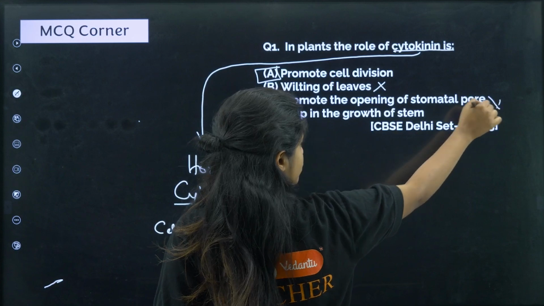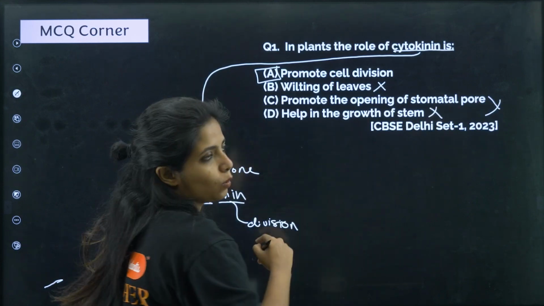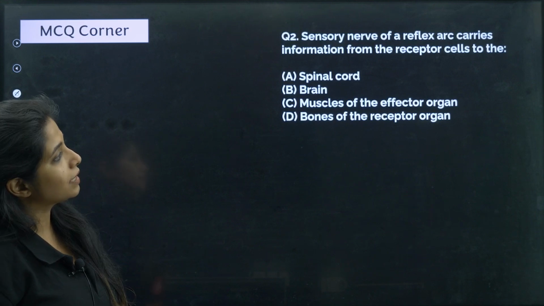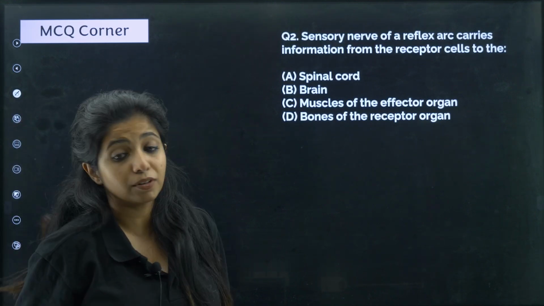So it does not help in wilting of leaves, no. Promoting the opening of stomatal pore, no. Help in the growth of stem, no. Okay, cool. Next one. Sensory nerve of a reflex arc carries information from the receptor cells to.